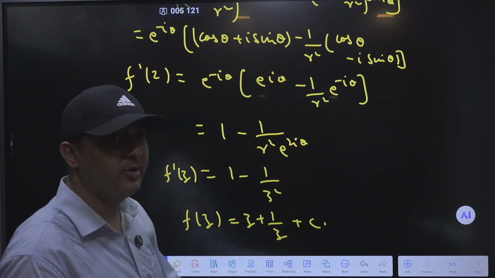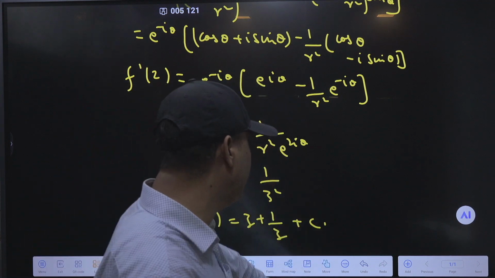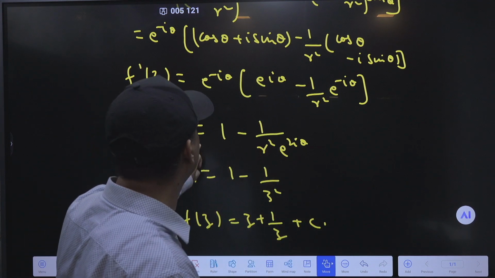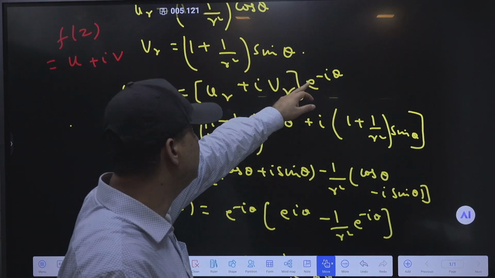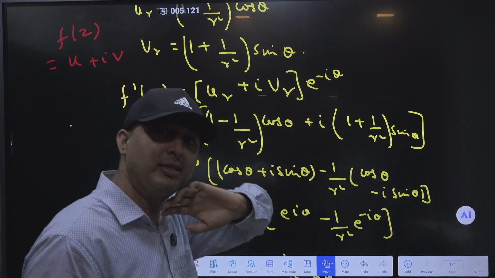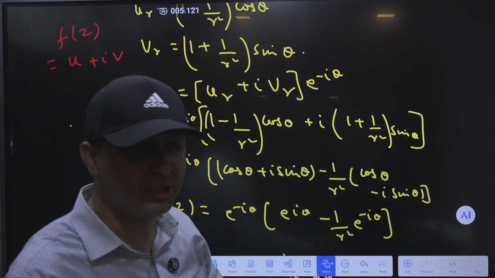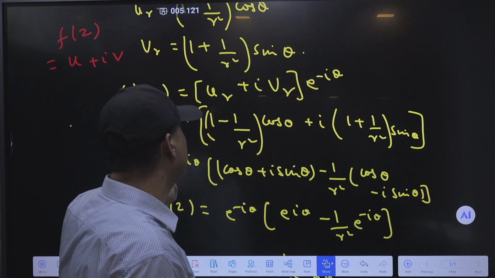So this is one way of looking at it. As you saw, I intentionally or unintentionally missed out this e^(−iθ) formula. Either you can derive it, but in exam you have no time. So you have to remember the formula.